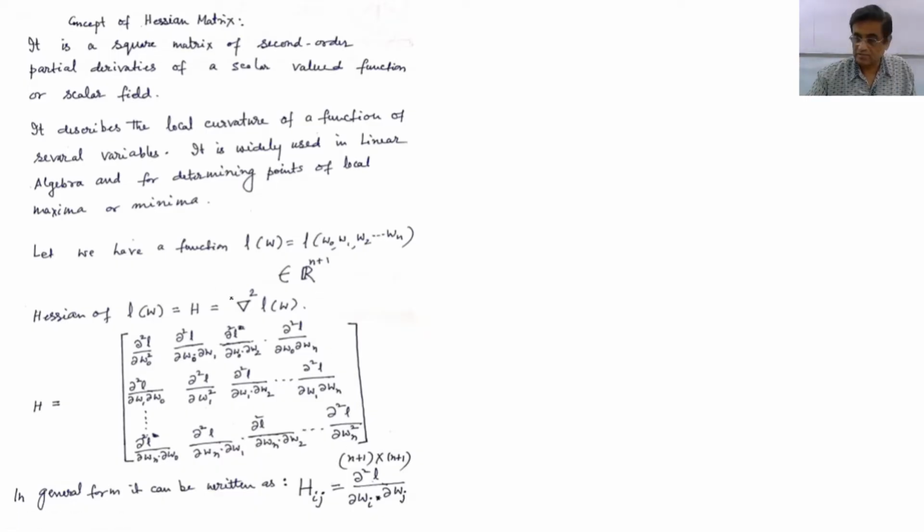This Hessian matrix is doing this. So this is an operator, the del square operator, which is working on the function L, which itself is a function of several variables. As simple as this. Now let us see how we use it for designing an optimizer using Newton's method.